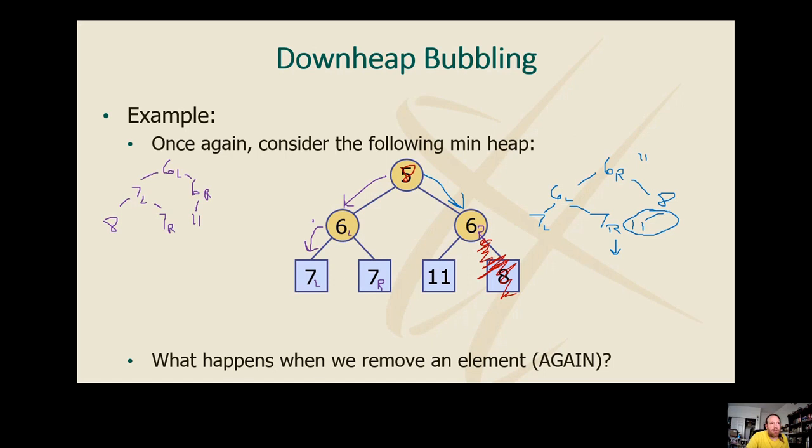Well, what's going to happen? 11 is going to go left, and 6L will come to the top. 11's at this spot now, and we went right the first time, so we're probably going to go right again. So we're going to end up with a tree that looks like this.